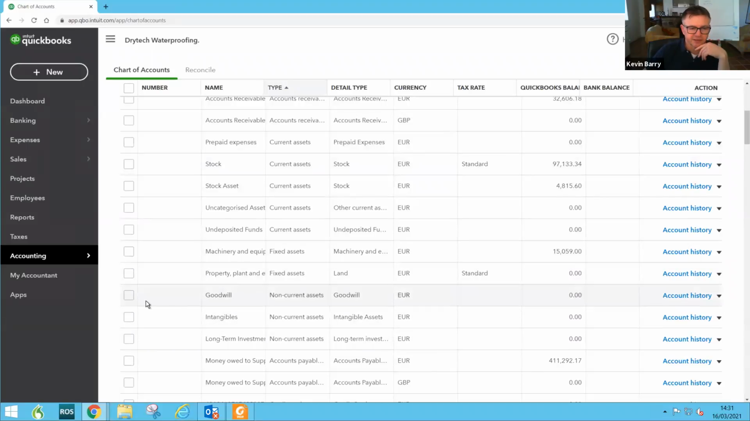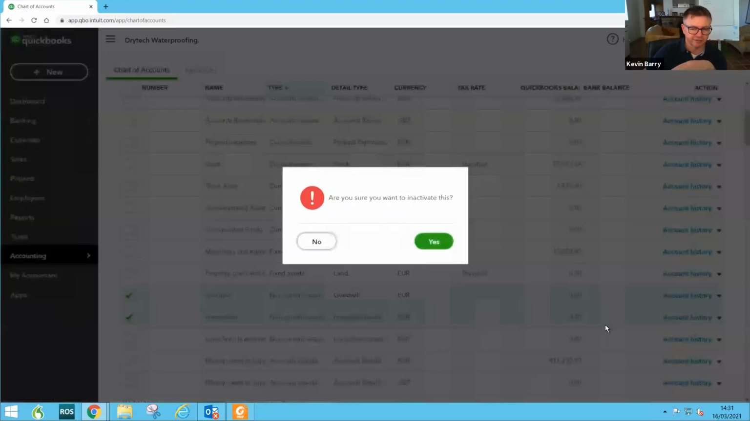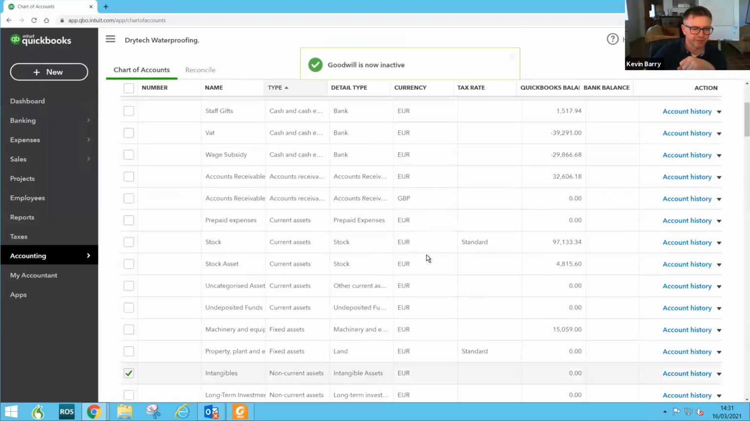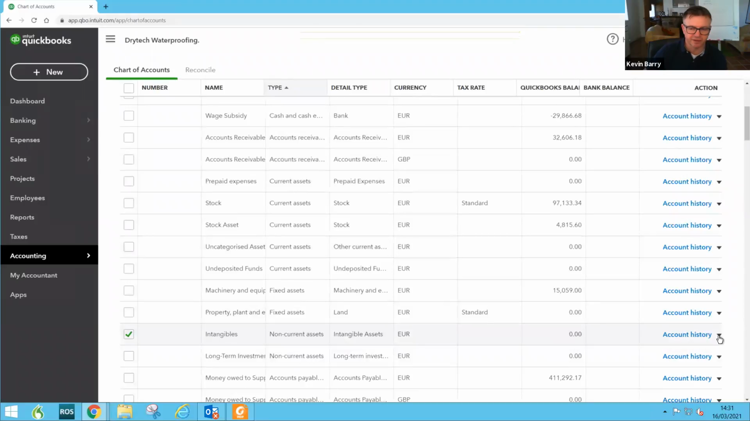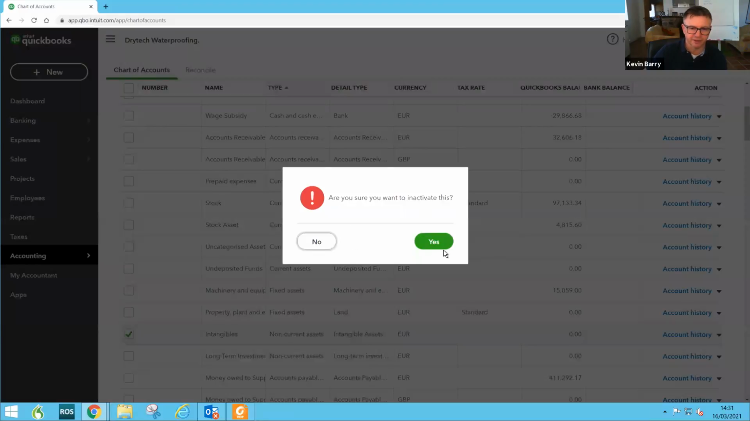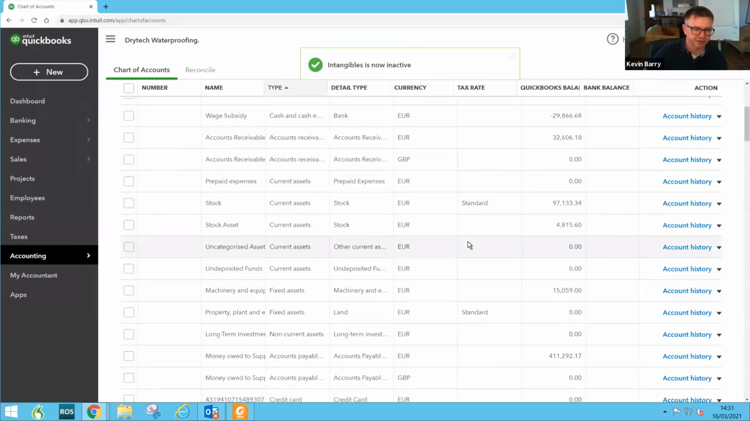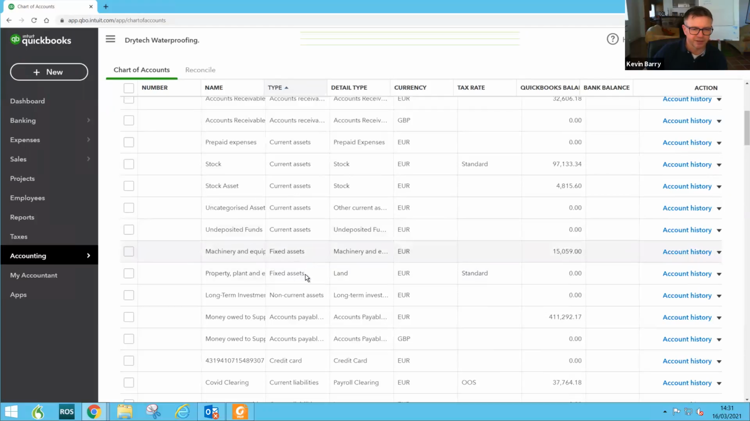These ones that you don't need, like goodwill and intangible, I would nearly make them inactive, just get them out of your way. Get rid of one of them there. Intangibles, get rid of that as well. That's like if you have a brand or something. You can always bring it back. It's not deleted or anything, it's just out of your way. And deposit funds is fine.